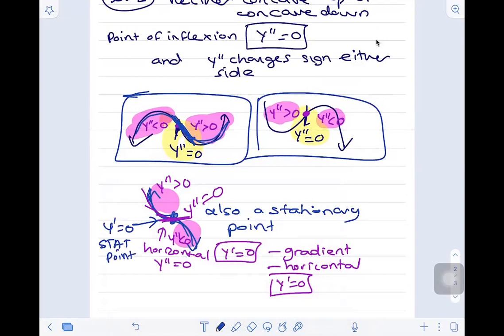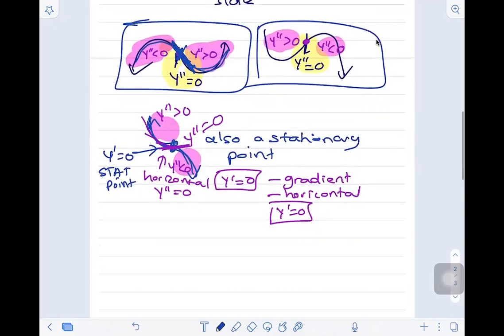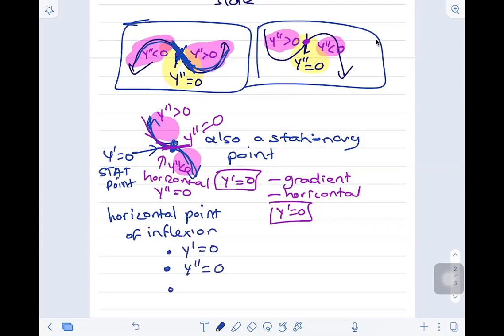See these ones here, there's nowhere near that point or even on that point where the tangent line is horizontal. So this one here, when this happens, this is called a horizontal point of inflection. And so at that point, y dash equals 0, y double dash equals 0, and y double dash changes concavity either side.